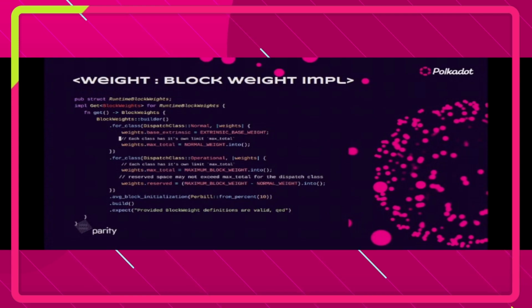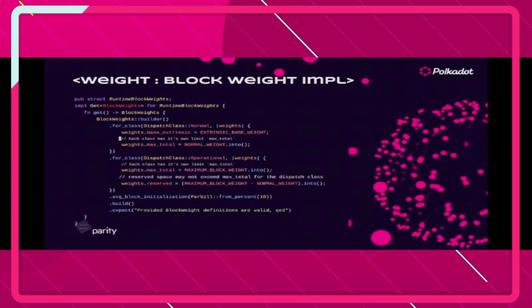Now, this normal weight is almost always a ratio of the maximum block weight. So let's say in a typical substrate node pallet template, you'll see something like 75% of the maximum block weight defined as the normal's dispatch class weight. So here you can say that, okay, this is normal weight. And for operational, you say it's maximum block weight.